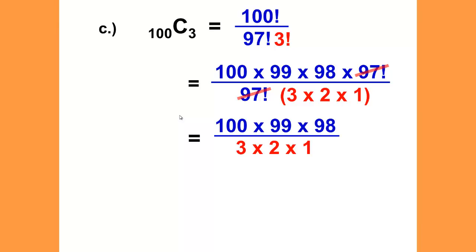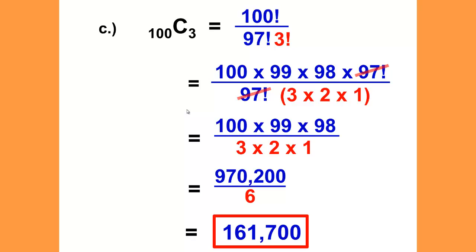And we get 100 times 99 times 98 over 3 times 2 times 1. 3 times 2 times 1 is 6. 100 times 99 times 98 is 970,200, which gives us 161,700. There are a couple of ways that we could have done that differently. We just used Mrs. Borlaug's method: multiply the top, multiply the bottom, and then divide.